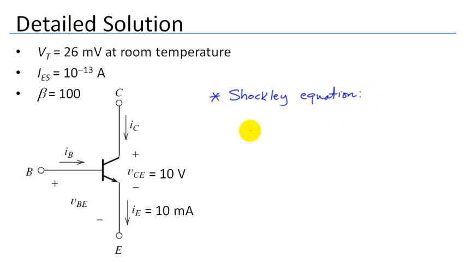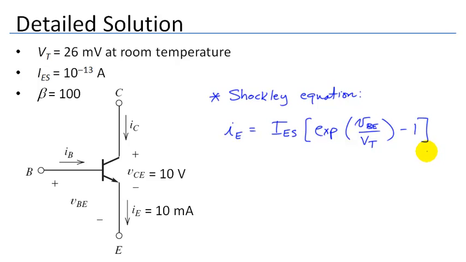First, let's work on finding the base to emitter voltage. We'll begin with the Shockley equation. I sub E, or the emitter current, is known to be 10 milliamps. I sub ES is known, as is V sub T. So let's solve for this voltage VBE. Now this exponential is normally much greater than 1, and it's common practice to ignore the -1 in the Shockley equation. And we can do this without really losing any significant accuracy.